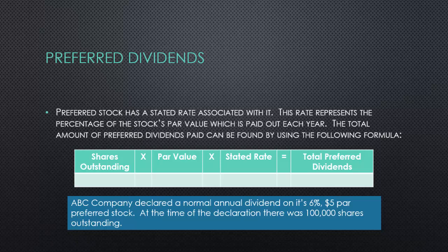So at the time of this declaration, there was 100,000 shares outstanding. That is what we're going to throw into shares outstanding. We're going to multiply it by the par value, which was $5, and we're going to multiply all of that by the stated rate. The stated rate was 6%, so 0.06. When you take 100,000, multiply it by 5, and multiply it by 0.06, we realize that ABC Company is going to declare $30,000 worth of preferred dividends.